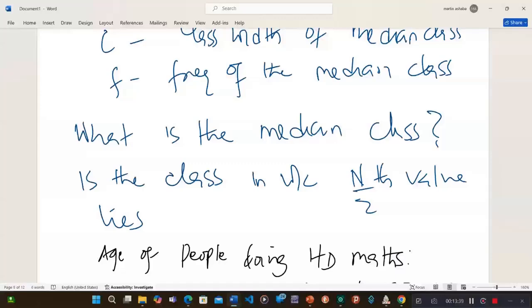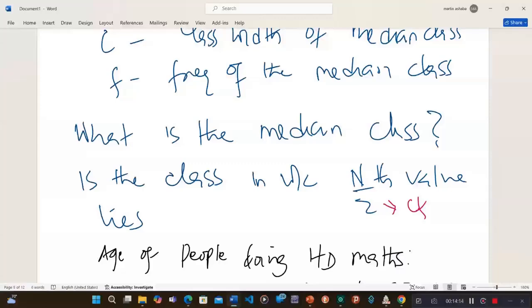So we will always go to cumulative frequency. That's the column you're going to use to determine this class. So if, for example, your n is 12 and you get n out of 2 as 6, you go to cumulative frequency values, a value that is close to 6, in most cases slightly higher than 6 or equal to 6, is what is going to correspond to the median class.